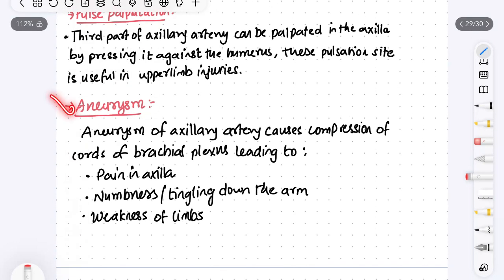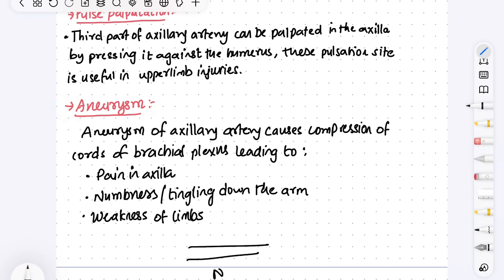Now, aneurysm. What is an aneurysm? It is the abnormal dilatation of an artery. Suppose you think of this as an artery. This is the normal artery. We say the artery has an aneurysm when it has abnormal dilatation like this. So this is the case of an aneurysm. What happens in an axillary artery aneurysm is there will be compression of the brachial plexus, leading to pain in the axilla, numbness and tingling down the arm, and weakness of the limb. So this is about the axillary artery.